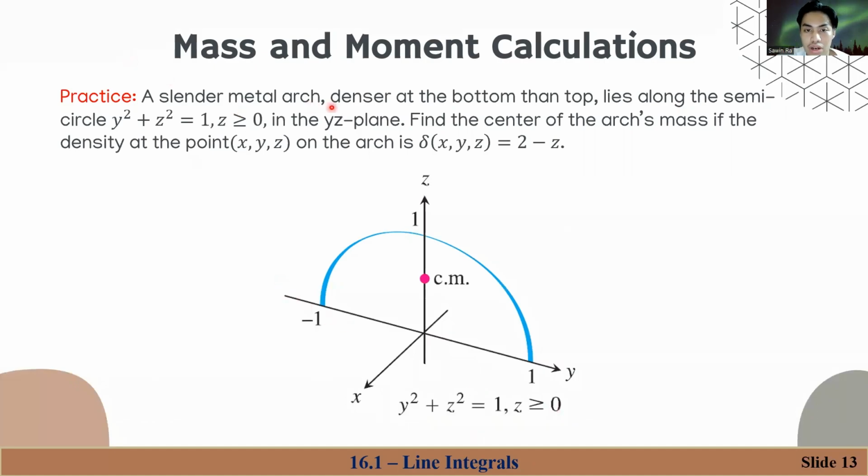So a slender metal arc, denser at the bottom than the top, lies along the semicircle, which has the equation y squared plus z squared equal to 1, as z is larger or equal to 0 in the yz plane. We have to find the center of the arc's mass. The density at the point x, y, and z on the arc is δ(x, y, z) equal to 2 minus z, and we are given a graph right here.